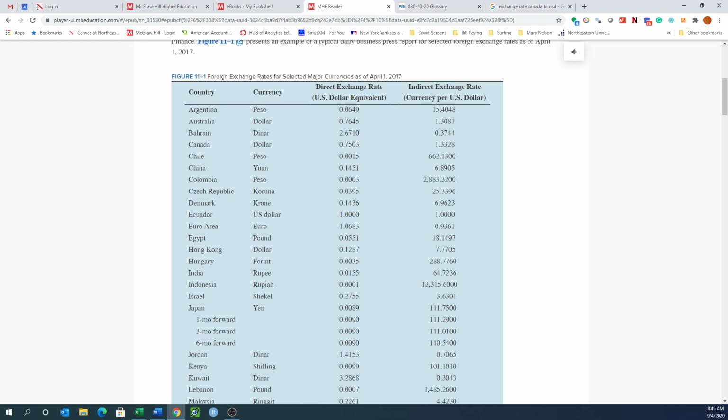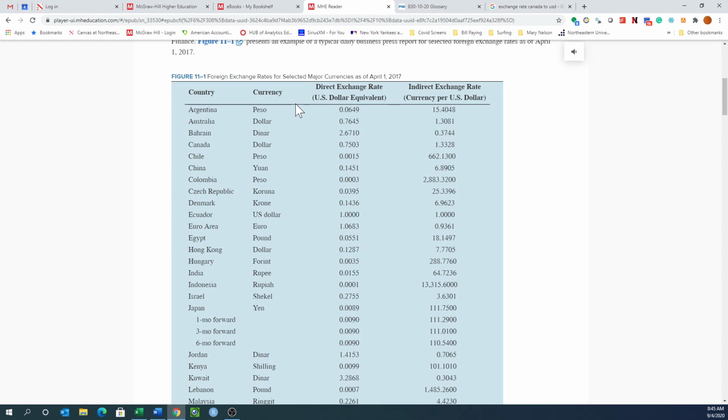How much is $1 worth? Versus over here, 1 euro, I would have to give $1.683 to get 1 euro. And if you just take these things and divide, they're the reciprocal.